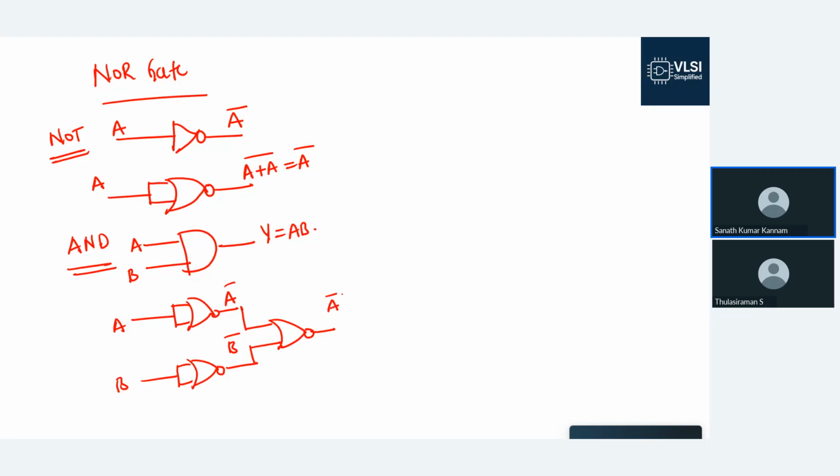So A bar or B bar whole bar equals what? A bar whole bar and B bar whole bar. So complement of complement is nothing but the same. This is nothing but A B. Normally with this expression you need to do that, A bar or B bar whole bar. So if you apply De Morgan's law, A bar whole bar and B bar whole bar. So this is the AND gate.